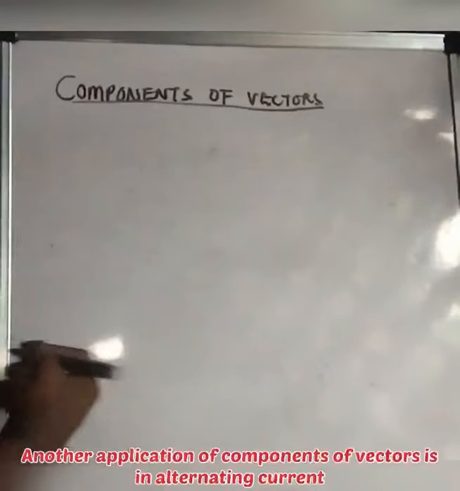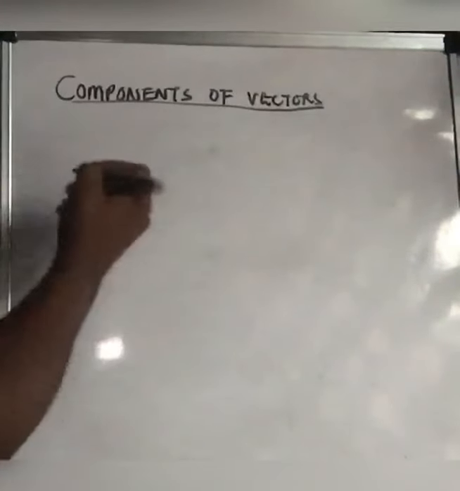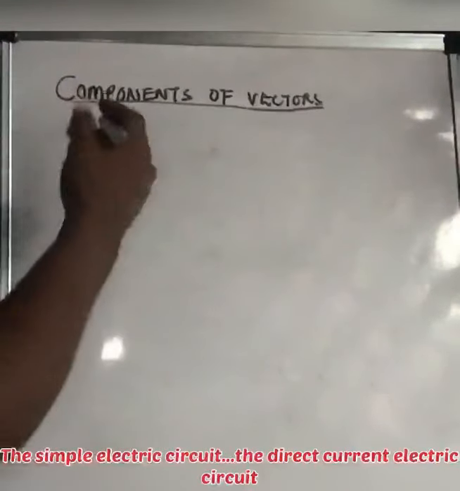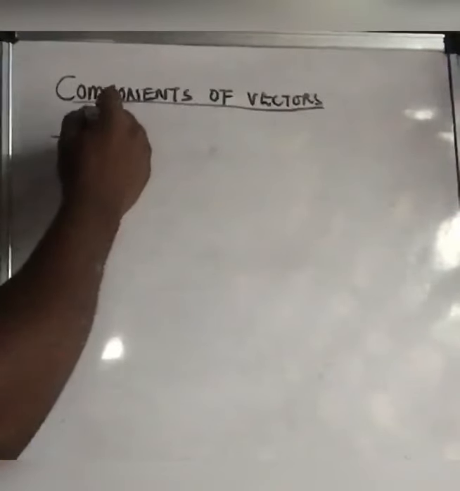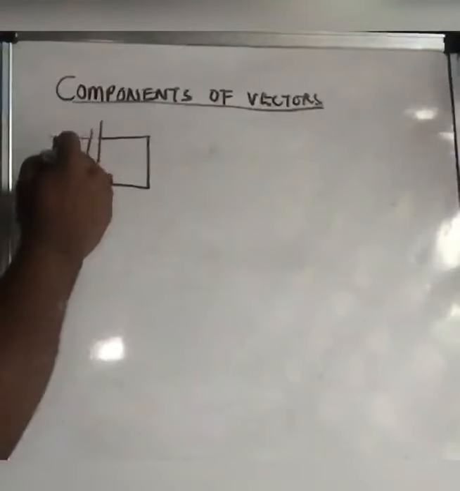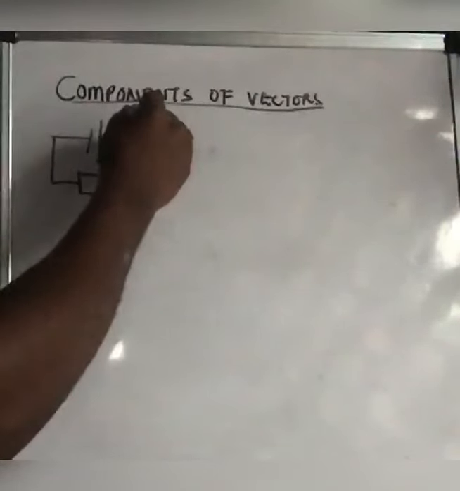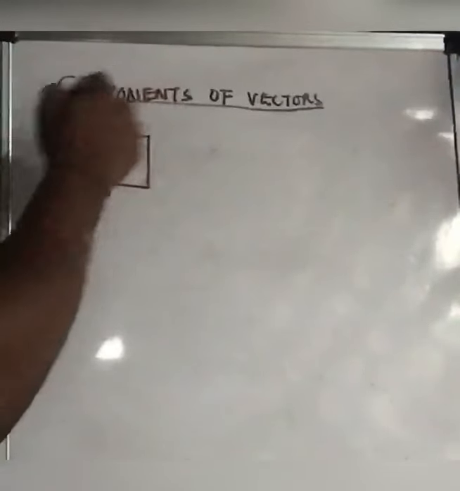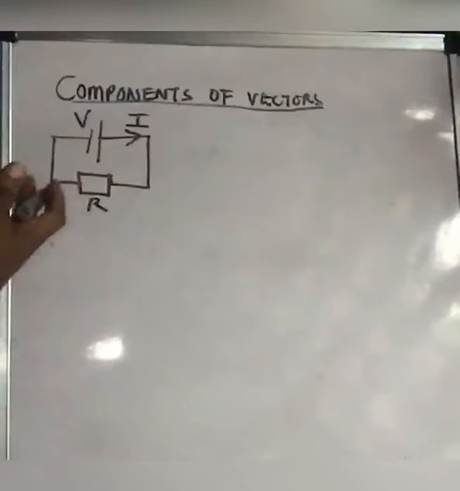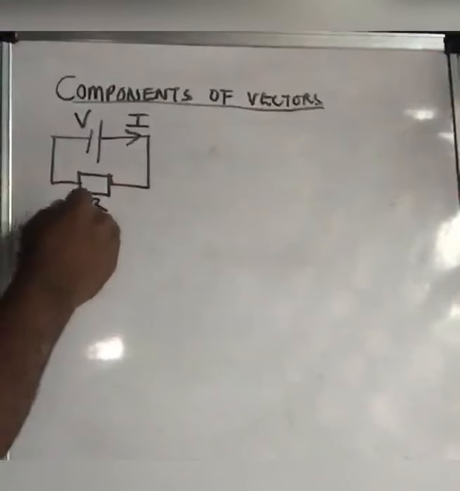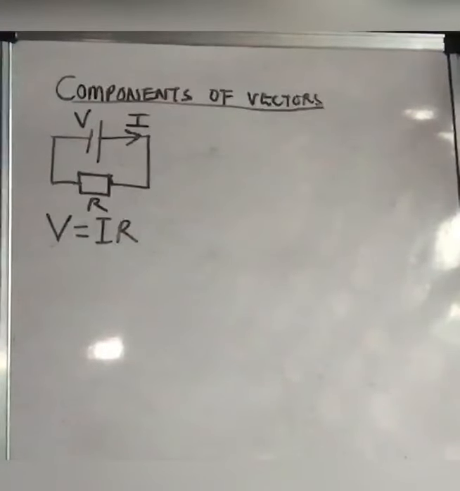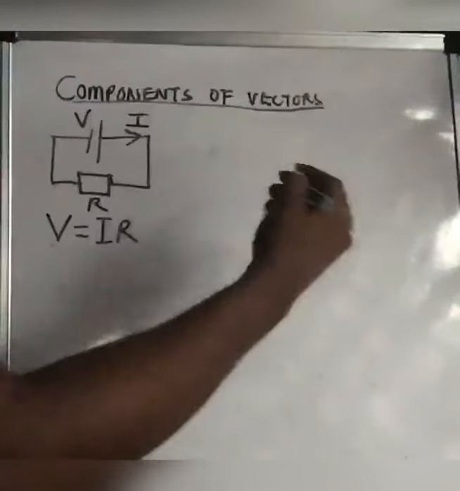Another application of components of vectors is in alternating currents. So, first of all, you learned about the simple electric circuit, the direct current electric circuit. You have your voltage source, then your resistance, then your current flowing in the circuit. So this is your V, your voltage source, the current that flows in the circuit, then the resistance, a simple direct current circuit. Then you have from Ohm's law that the voltage is equal to the current times the resistance. Right. Now, as opposed to your alternating current circuit.